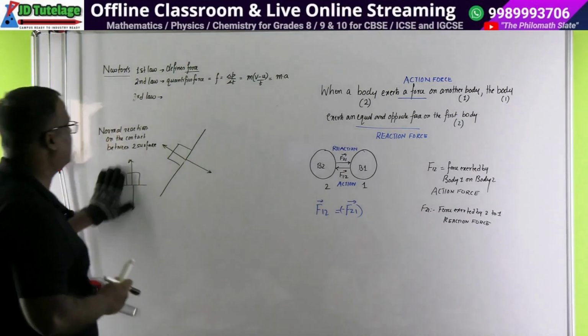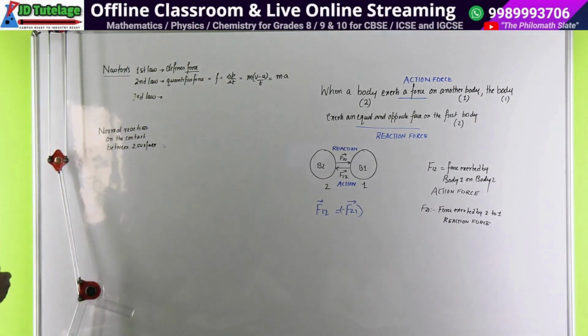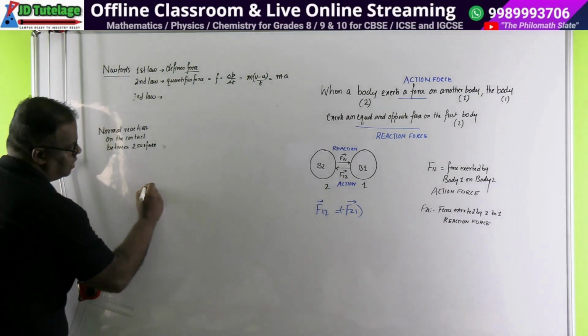Now let's go back to our diagram and explain it once again. Is it a bit difficult to see? Let me draw from here. Right. This is a block.